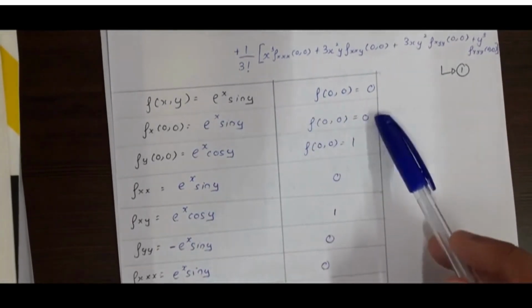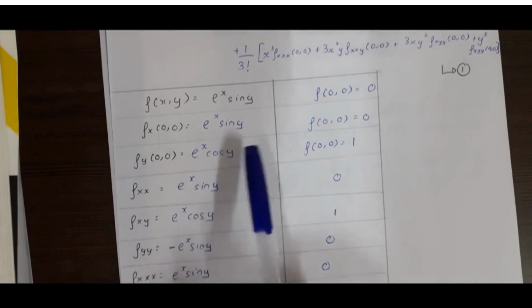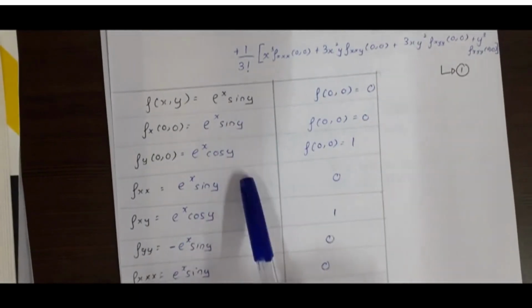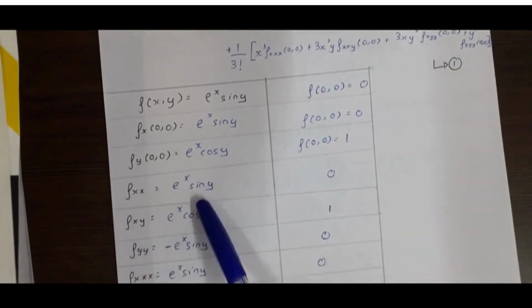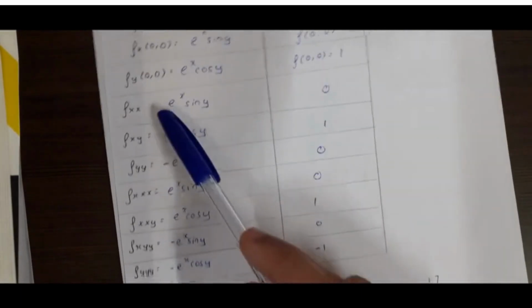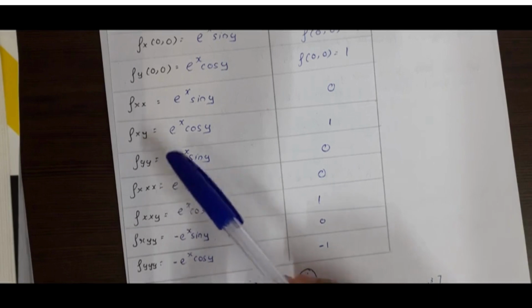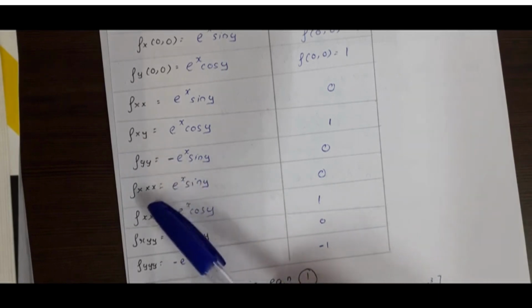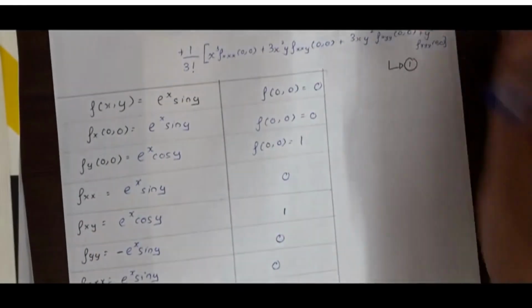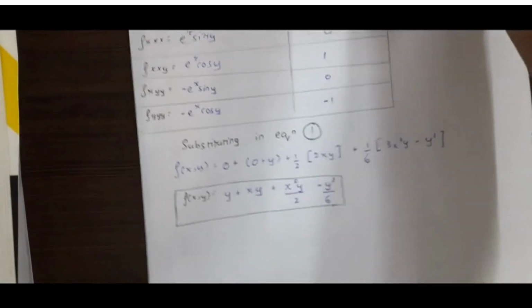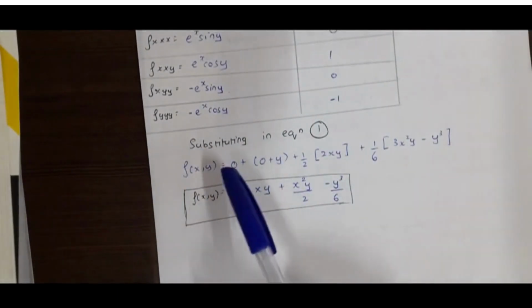F of 0, 0 is 0. F of y, so you're taking a derivative of sine y, becomes cos y. F of 0, 0 becomes 1. Same way you take a double derivative, with two derivatives with respect to x, one with x and one with y, 2 with y, 3 with x, 2 with x, 1 with y, 1 with x, 2 with y, 3 with y. And then all these values, this entire right hand side of the column you got, you take it and you substitute it in the original Taylor's equation.